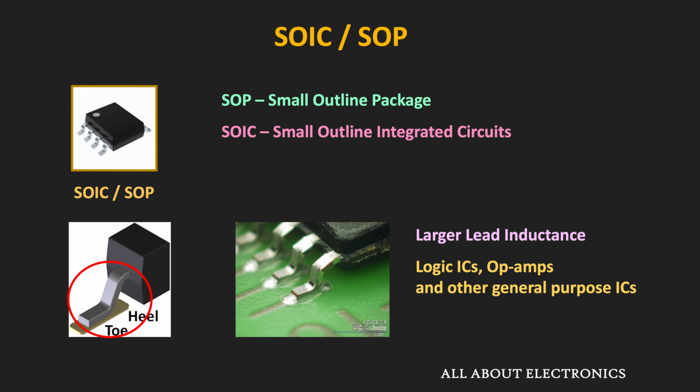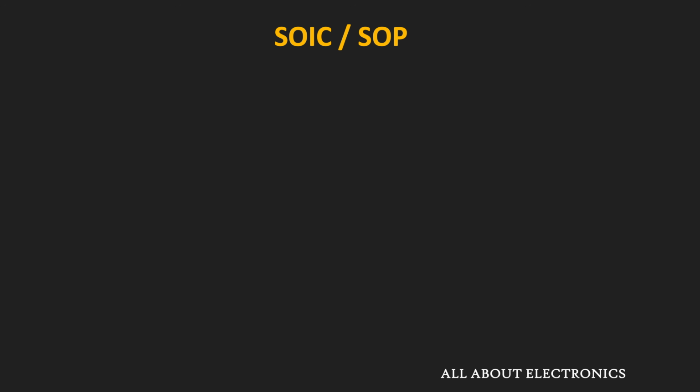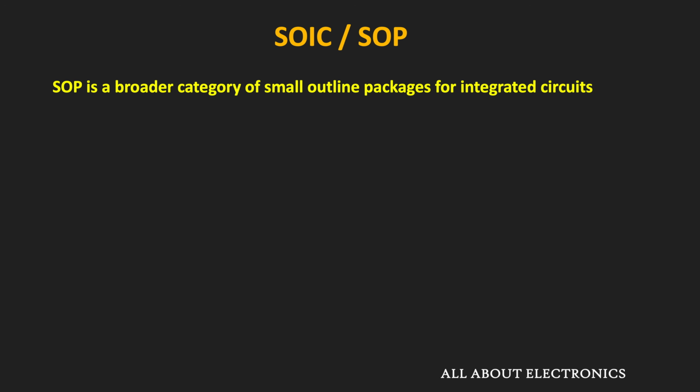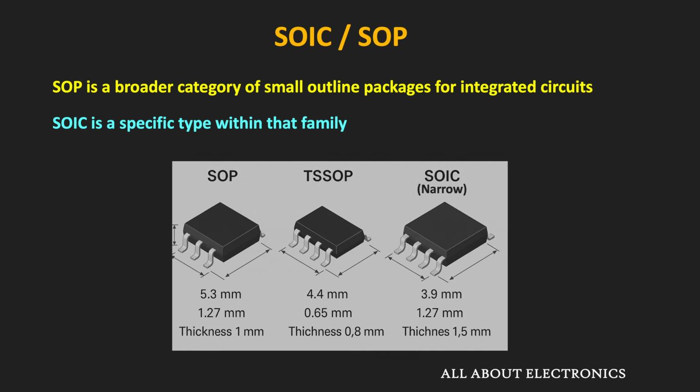Earlier I said that the terms SOIC and SOP are often used interchangeably in the electronics industry. But there is a minor difference between the SOIC and the SOP package. Basically, SOP is the broader category of the small outline package, while SOIC is a specific type within the small outline package. As we have seen, both these IC packages are using Gullwing kind of leads.